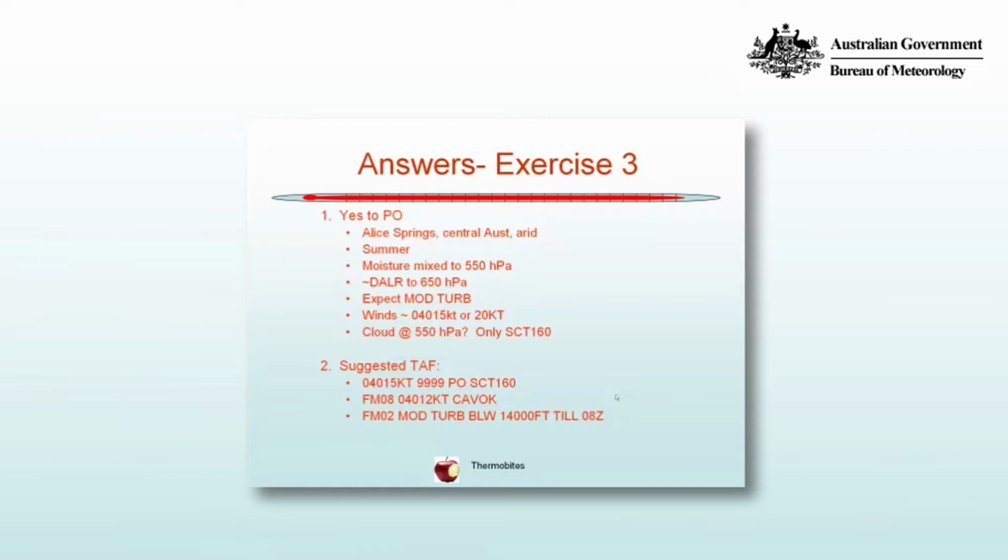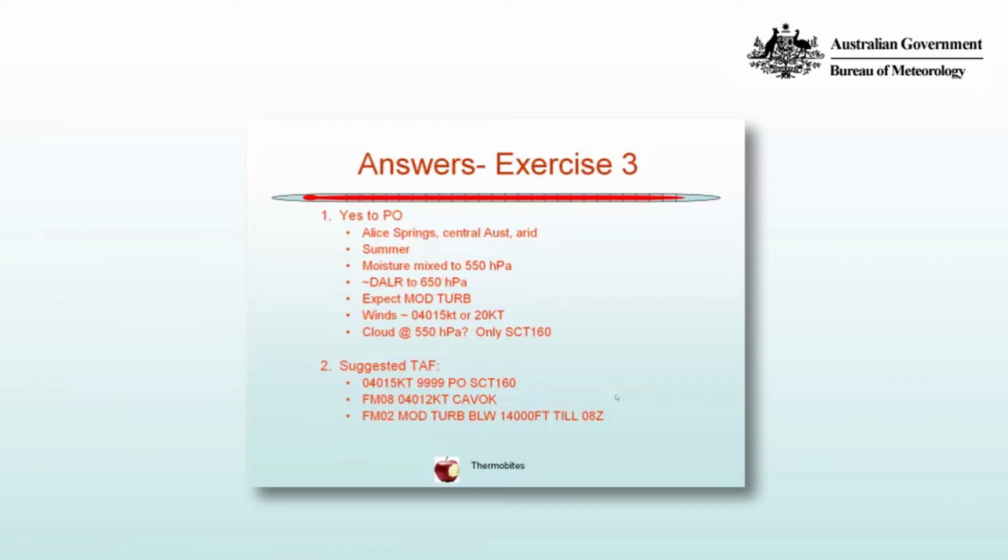Is there cloud likely at 550 hectopascals? Well, at best it's only going to be scattered at 160, so it's not really a concern. So I suggest the TAF then is the wind at 40 degrees with the 15 knot wind speed, 10 kilometres or greater of visibility, so 9999, and dust devils. Remember the TAF begins at 02, and it's likely that the temperatures will be sufficient for dust devils and dry convective motions at that time. And we'll mention the scattered 160.